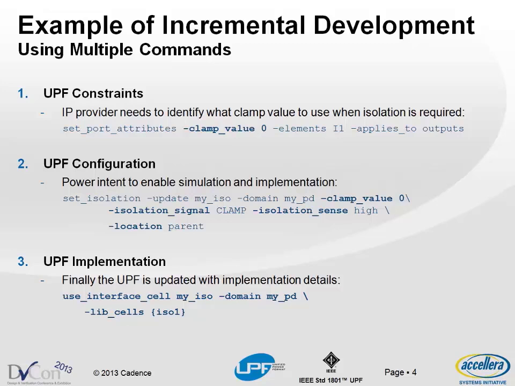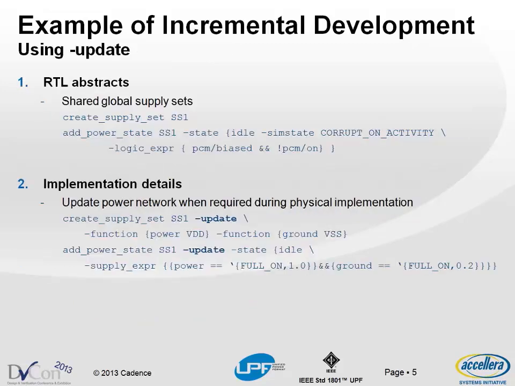And finally, you can use another command like the user interface cell to specify the library commands, what library cell to use. So this shows the incremental specification and refinement using multiple commands. You can also use the same command with the new concept inside UPF 2.0, the dash update. For example, here at RTL abstract, it just says specify the supply set and the power state. Now at this stage, for RTL design and verification, you don't need to specify what's the exact power and ground net for the supply set and what's the exact voltages for the state of the supply set.